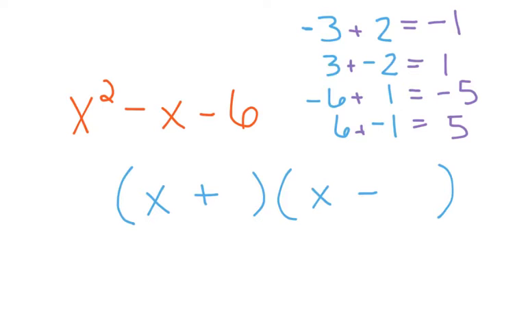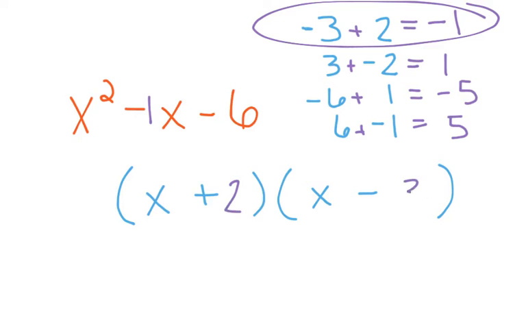So again, we are looking for a number that multiplies to be -6 and adds to be -1, which is right there, that -3 and +2. So there's my final answer. Okay?